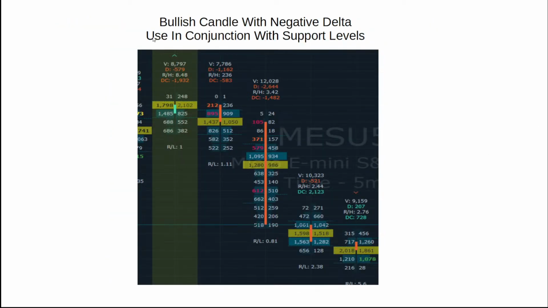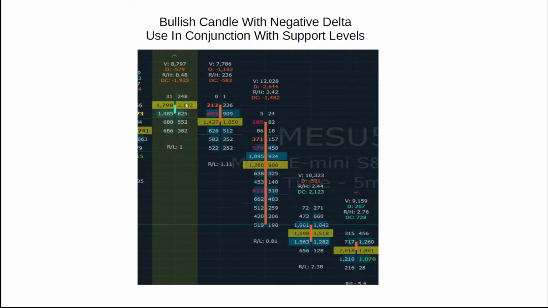Bullish candle with negative delta in conjunction with support levels. This particular trading setup that I'm going to be talking about is not a standalone trading setup. You want to be using this in conjunction with volume profile, or whatever resistance levels or support levels you might have on your chart. I say volume profile because that's what I use, but I also look for key support and resistance levels. I talked about that in the previous class, so I'm not going to talk about it again today, but this is something you would use in conjunction with that.